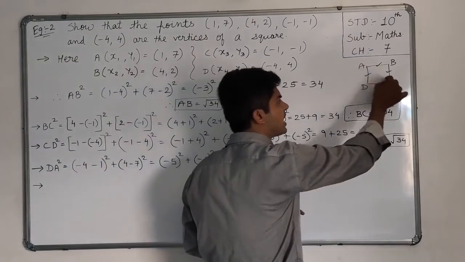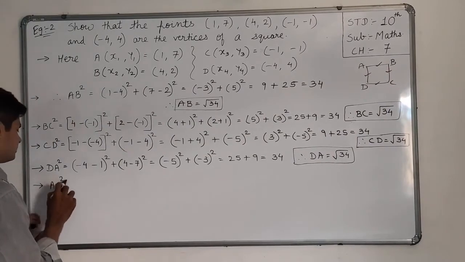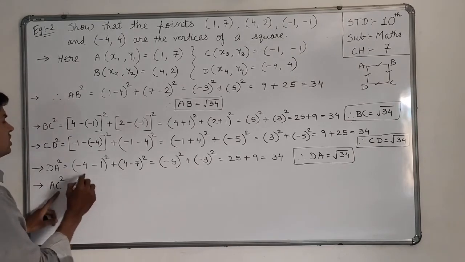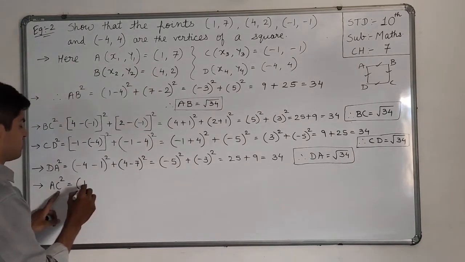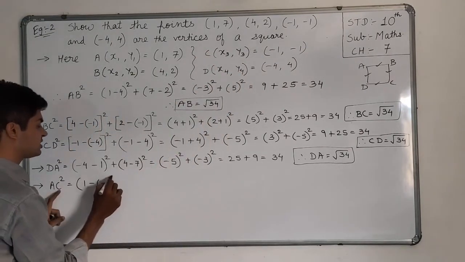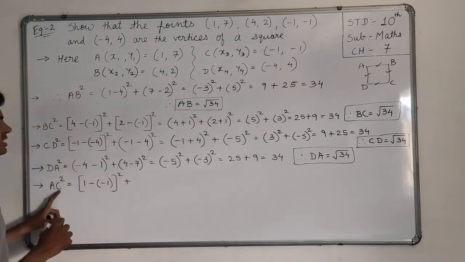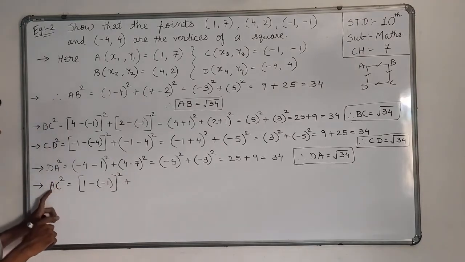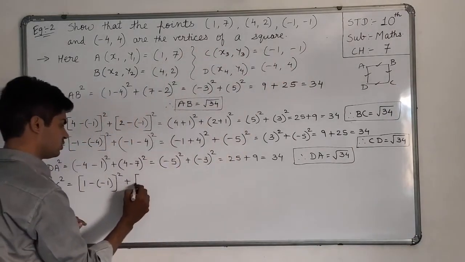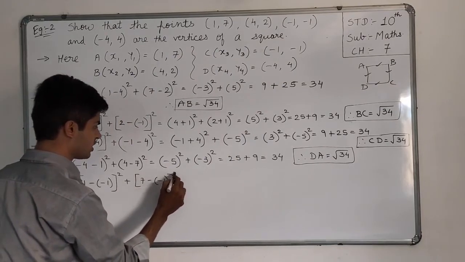First diagonal कौन सा होगा, AC होगा, and only then it will be a square. Okay, now AC square: A का फर्स्ट और C का फर्स्ट. A की फर्स्ट value 1 minus first value of C, first value of C is minus 1, so that I will write inside bracket and I will apply big bracket whole square plus second value minus second value. Second value of A is 7, second value of C is -1, so 7 minus minus 1 whole square.